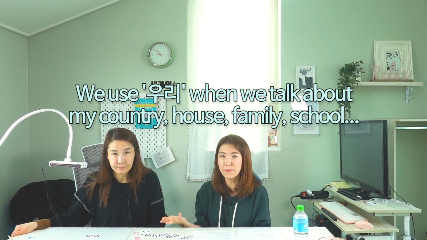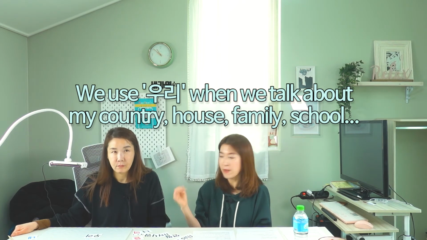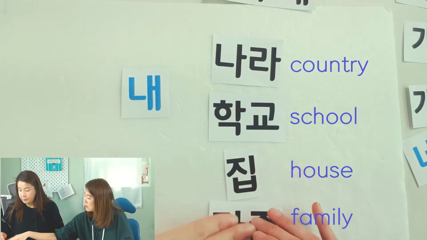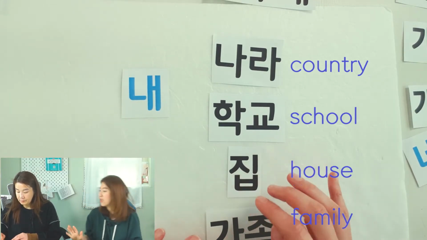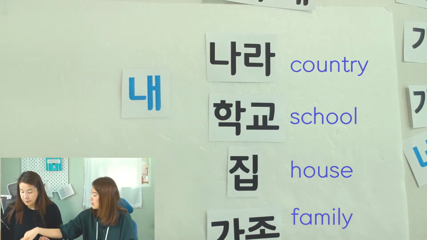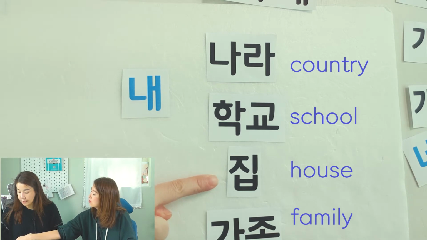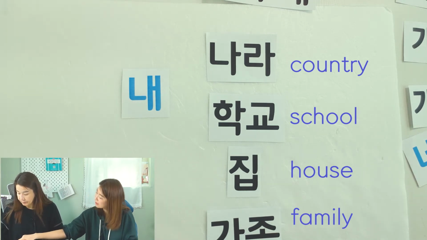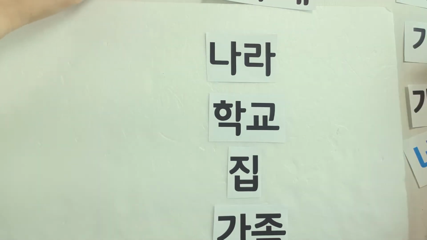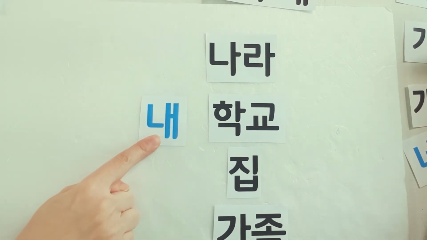especially when you talk about country, house, school, or family members, right? So these four words mean a unit we belong to. Like 나라 is country, 학교 is school, and house, 집. Family, 가족. My country, then it has to be like 내 나라, 내 학교.